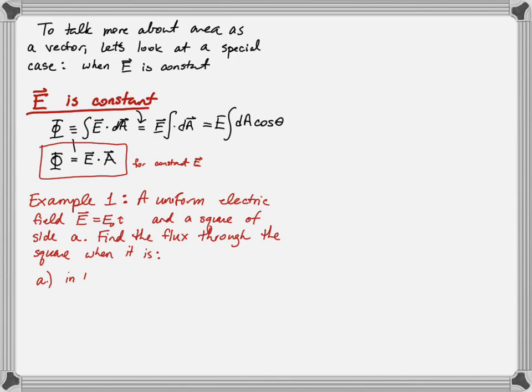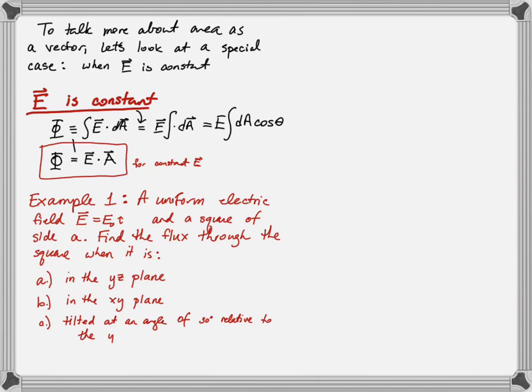Find the flux through the square when it is in the YZ plane, part B when it is in the XY plane, and part C when it's tilted at an angle of 30 degrees relative to the YZ plane as shown. That's one where a picture is worth 1,000 words. It's hard to describe what that means, but if you look at a picture, here I've drawn a side view and I'm only showing the XY, so that red line is the side view of the square. It makes a 30-degree angle with the y-axis, and Z would be coming out of the plane of the page.